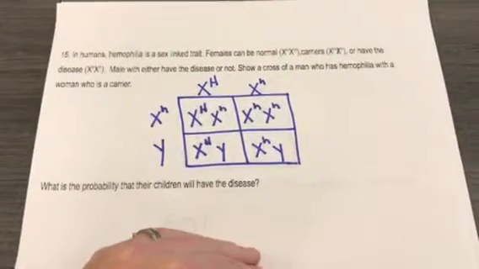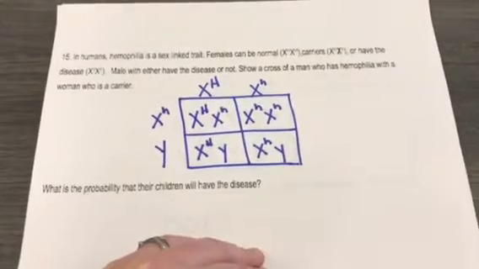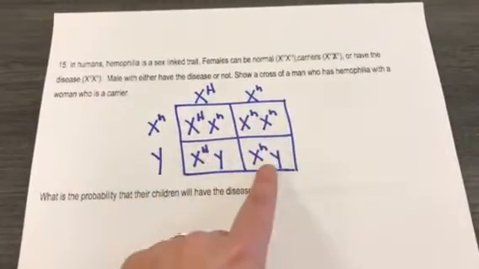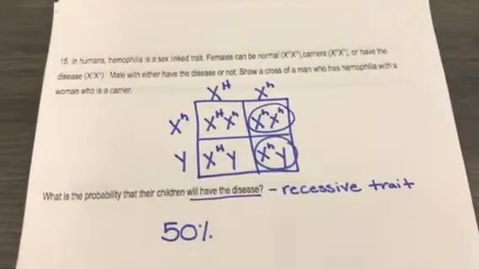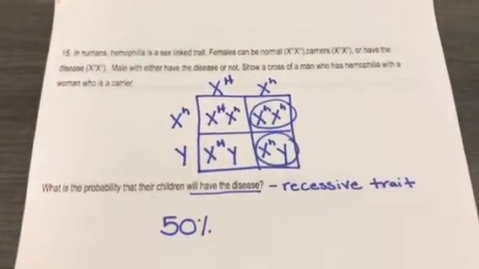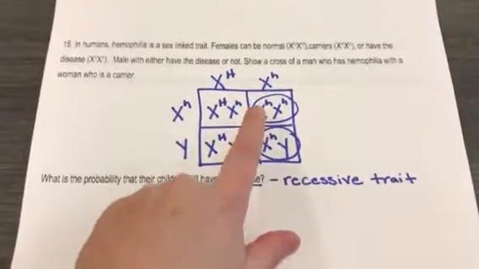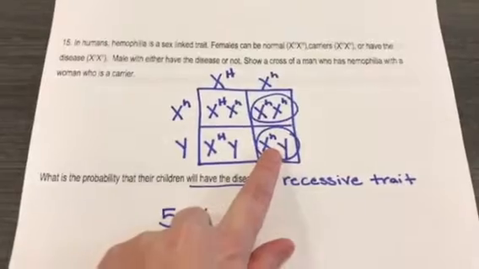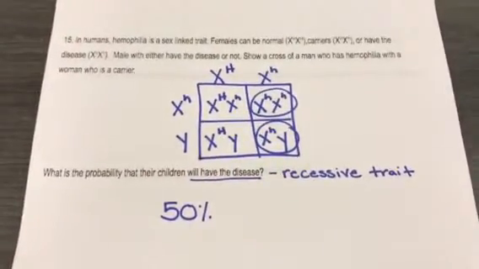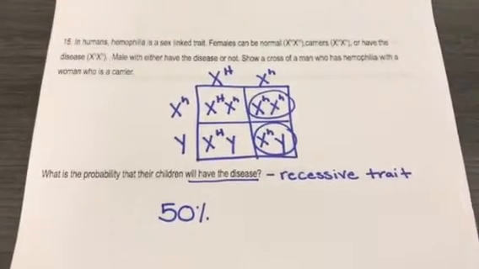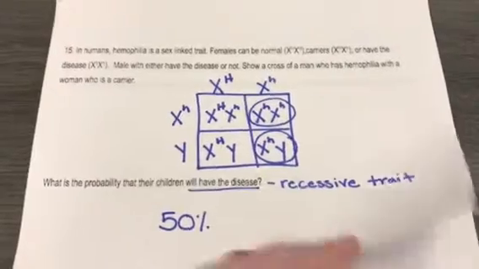We complete the cross. Notice you have 50% females, 50% males. And the question asks, what is the probability that their children will have the disease? Out of all 4 boxes, 2 of them have the recessive trait. One of them is a female, one of them is a male. So there's a 50% probability that they will have a baby that has the hemophilia disease.